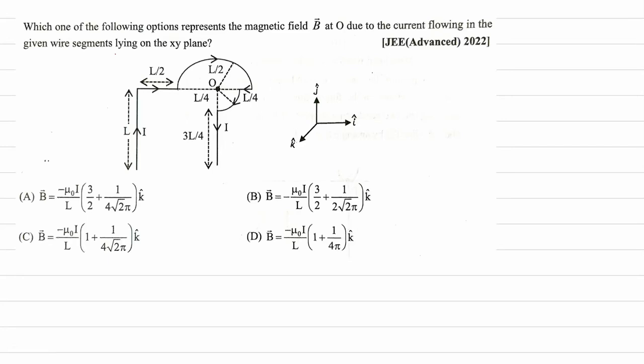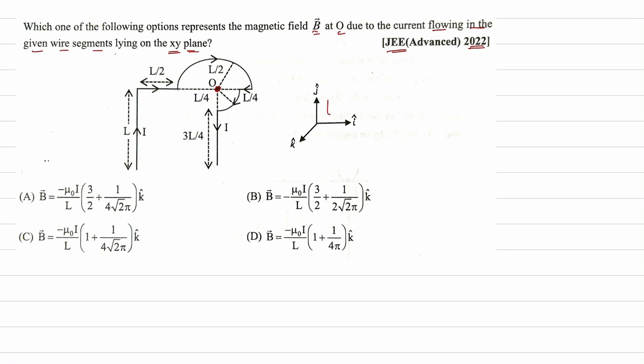So hello guys, we are going to discuss this question from JEE Advanced 2022, and the question is from the chapter Magnetic Effects of Current. We can read the question: which one of the following options represents the magnetic field B at O, where this is point O, due to the current flowing in the given wire segments lying in the XY plane. So the whole segment is lying in the XY plane.